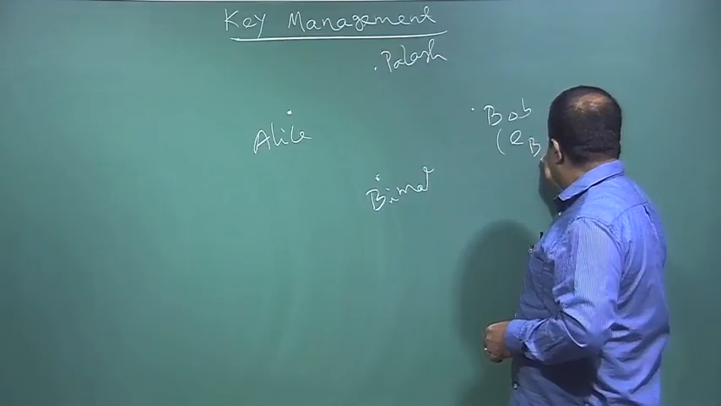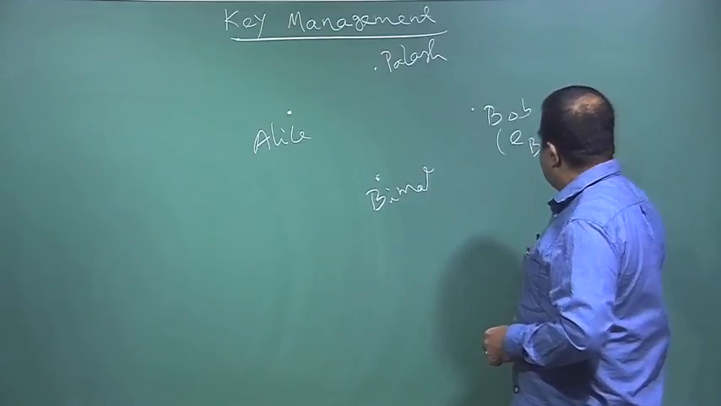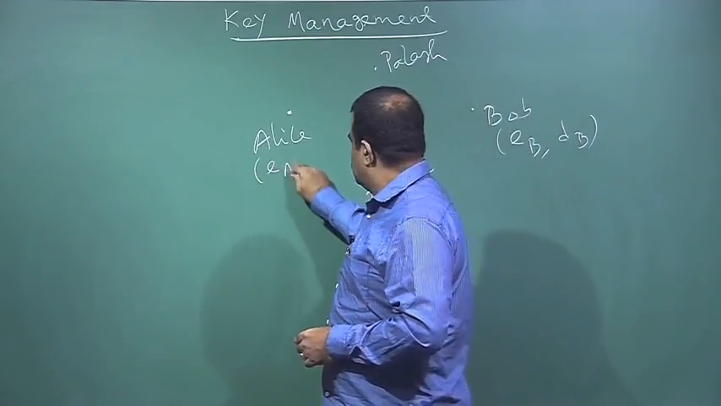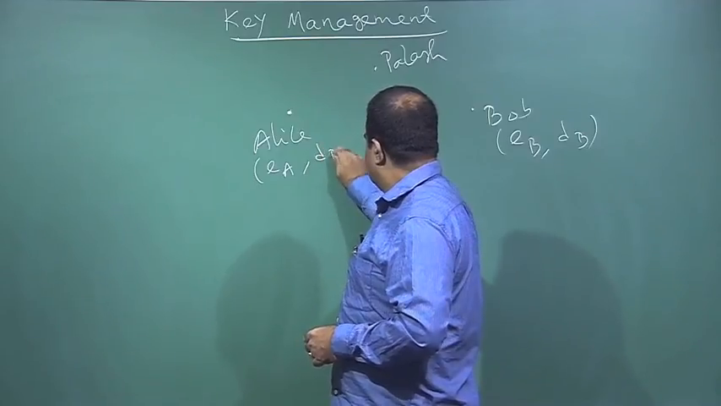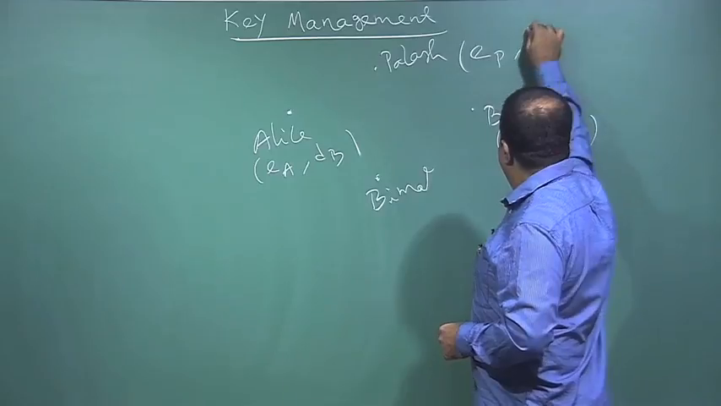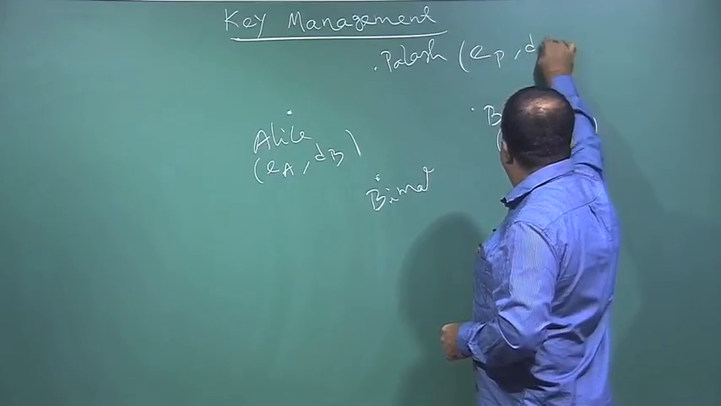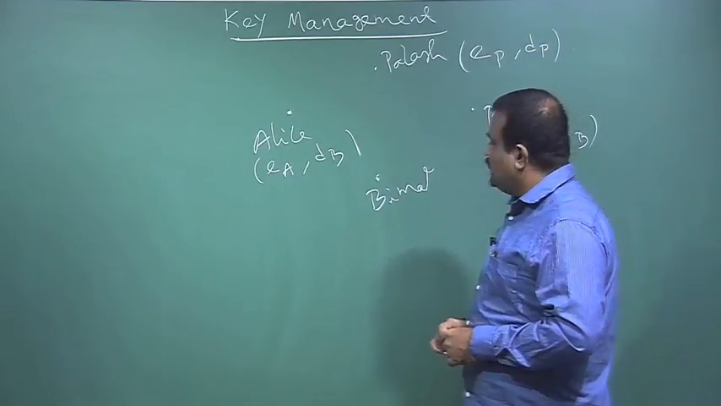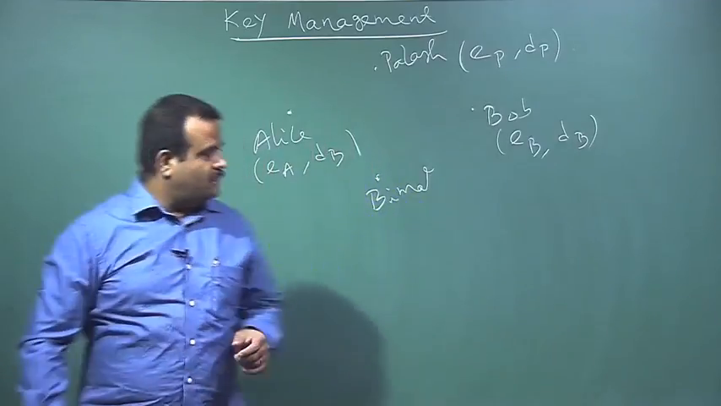So this is the Bob public key, then the EP, DP. So everybody is having their public key, private key pair.